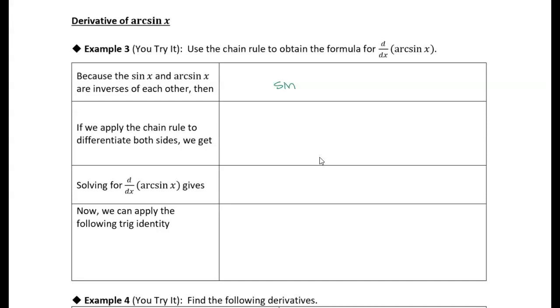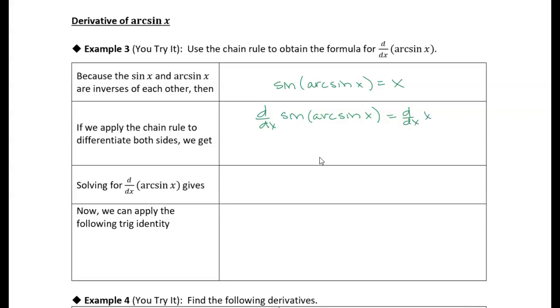So we're going to say that the sine of the arc sine of x is equal to x, right? We're trying to find the derivative of arc sine. So we're going to start with this relationship between the inverses, right? Because the arc sine is the inverse of sine. And now we want to differentiate both sides. So d dx of the sine of the arc sine of x equals d dx of x.